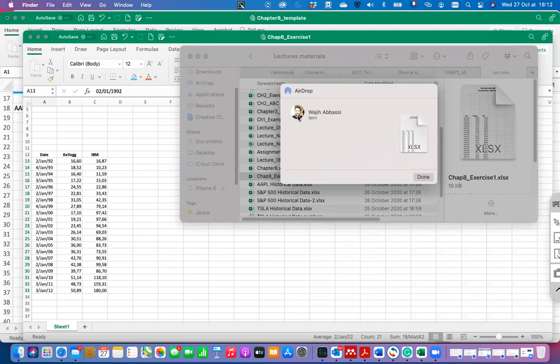We compute the average, the variance and the standard deviation first of all, so you have to transform the prices into returns because these are the prices, the stock prices.